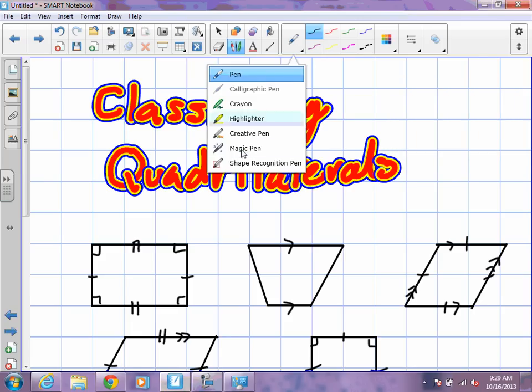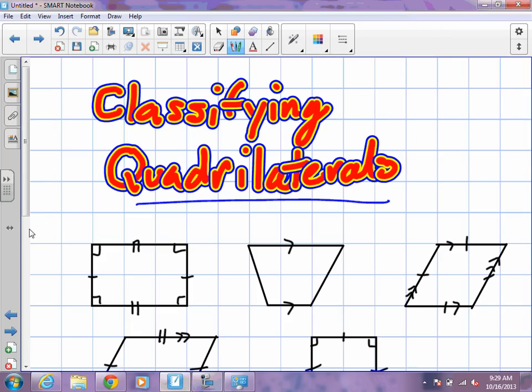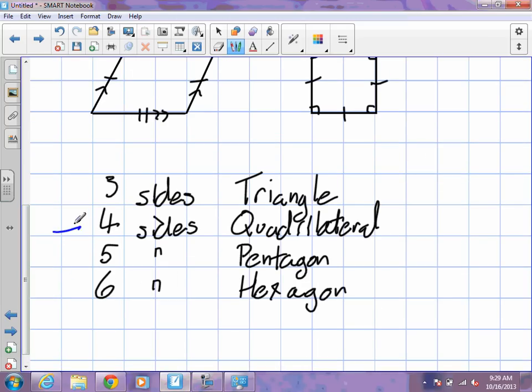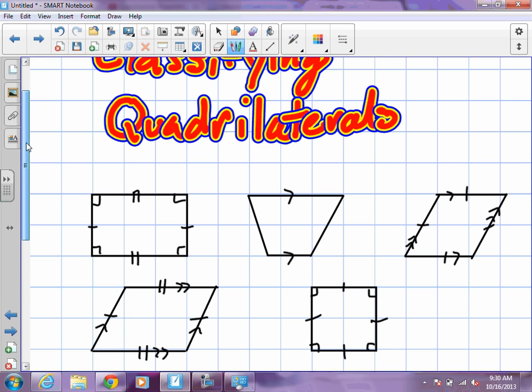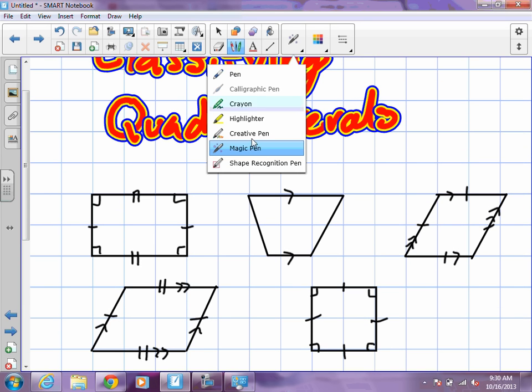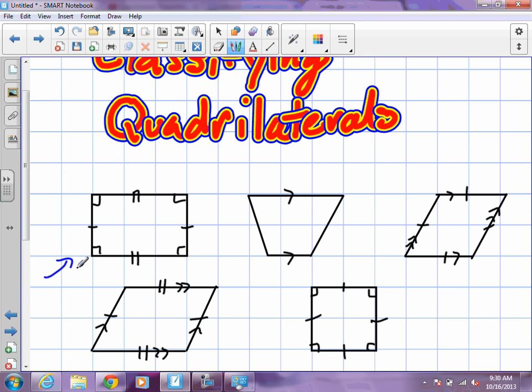Okay, we're going to go through classifying quadrilaterals. Quadrilaterals are four-sided shapes. We already went through triangles, which are three-sided shapes. You can go through pentagons, hexagons, but we're going to focus here, and our ideas will build from there. So, we're just going to quickly go over why these are named the way they are.